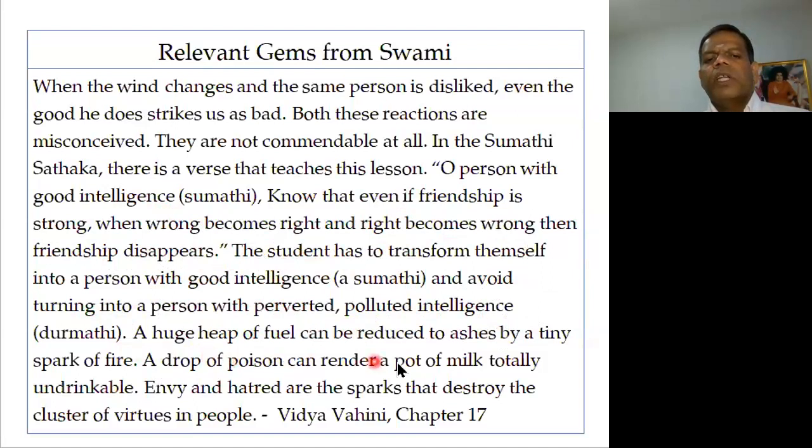A huge heap of fuel can be reduced to ashes by a tiny spark of fire. A drop of poison can render a pot of milk totally undrinkable. Envy and hatred are the sparks that destroy the cluster of virtues in people. Vidyavahini.